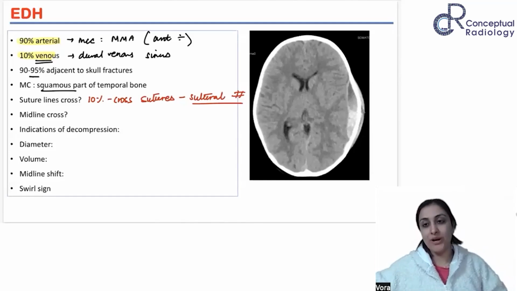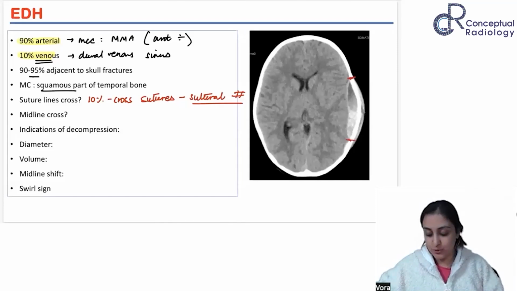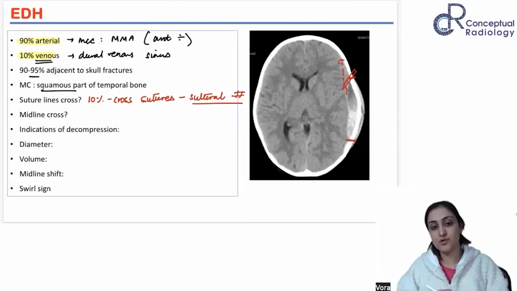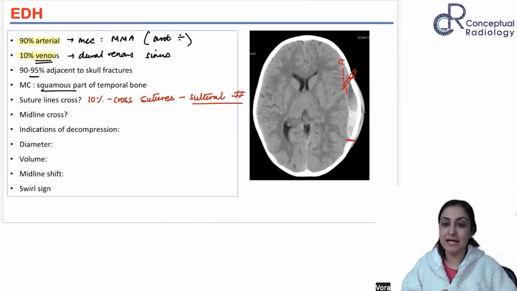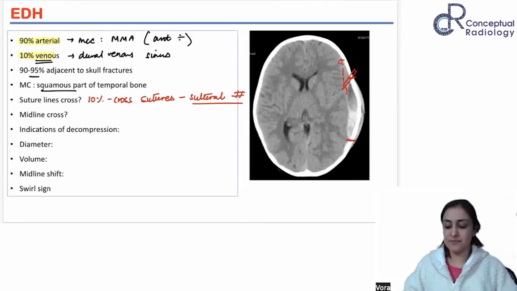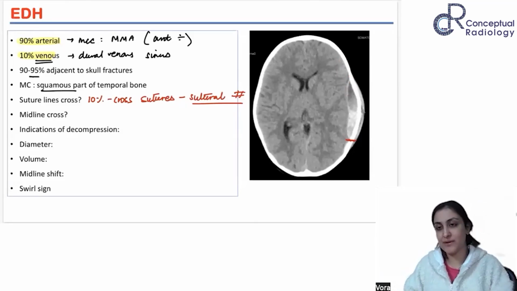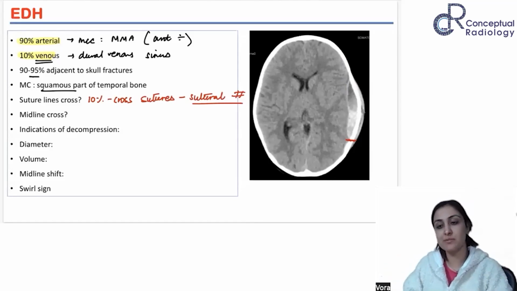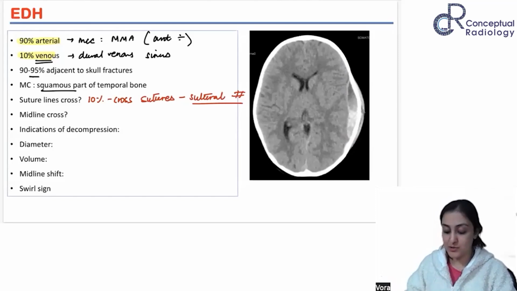In that case, obviously, it can cross the sutures. So the point here is that the dura is attached at the sutures. So wherever you have dural attachment, the EDH will not be able to cross it. But what if there is a fracture running here only? Then nothing is stopping it, right? Then it can cross over. So those are the 10% where it may cross the suture line. And this is something that you see in children, where the sutures have not been fused. So most of the time, if they are crossing the suture, it will be in a child. Okay. So that is what we need to know.